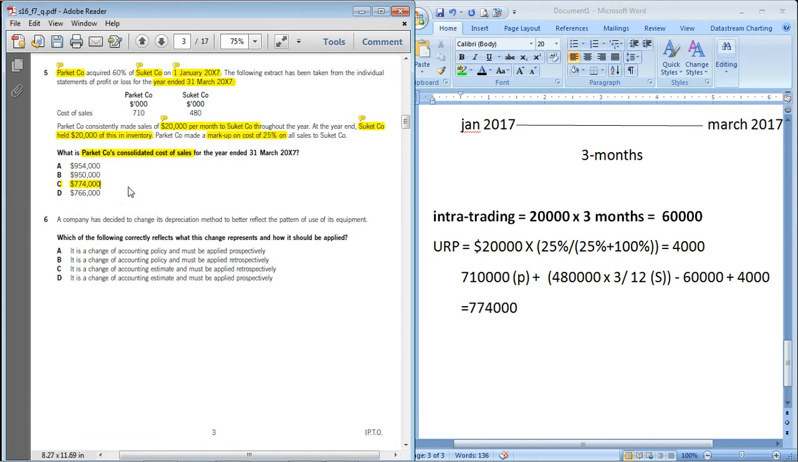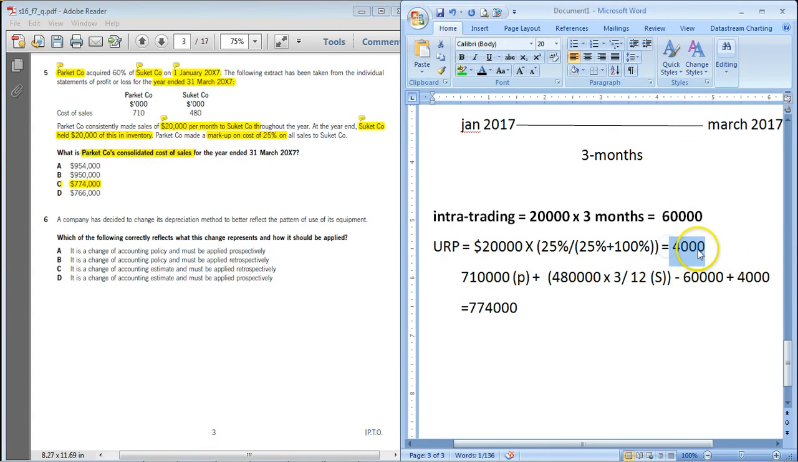This is the way how to treat an intra-trading transaction. It means that you have two effects, which are focusing on the intra-trading: debit sales, credit COS. You have to minus both sales and COS. For URP, don't forget you have to debit your COS. Another one is you have to minus 4,000 at the inventory in the CSOFP. But you don't need to do that now because I'm focusing on the statement of profit or loss.